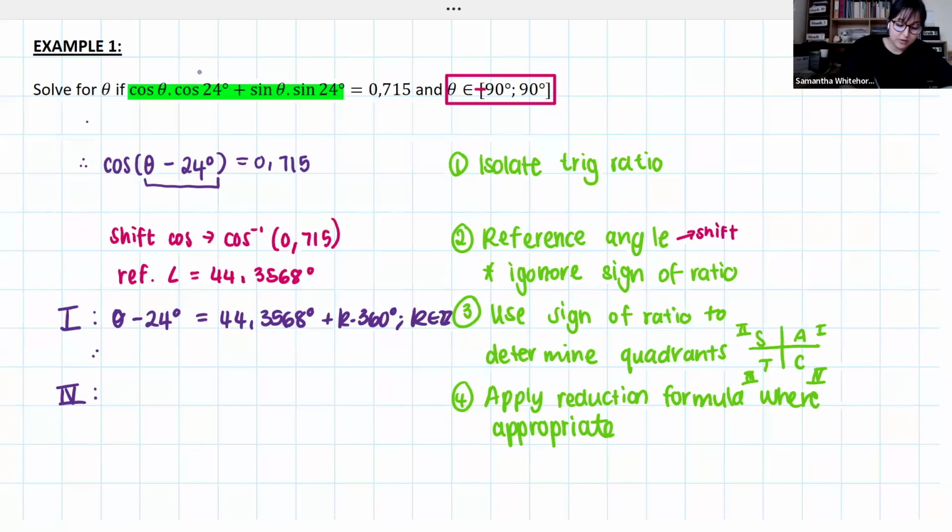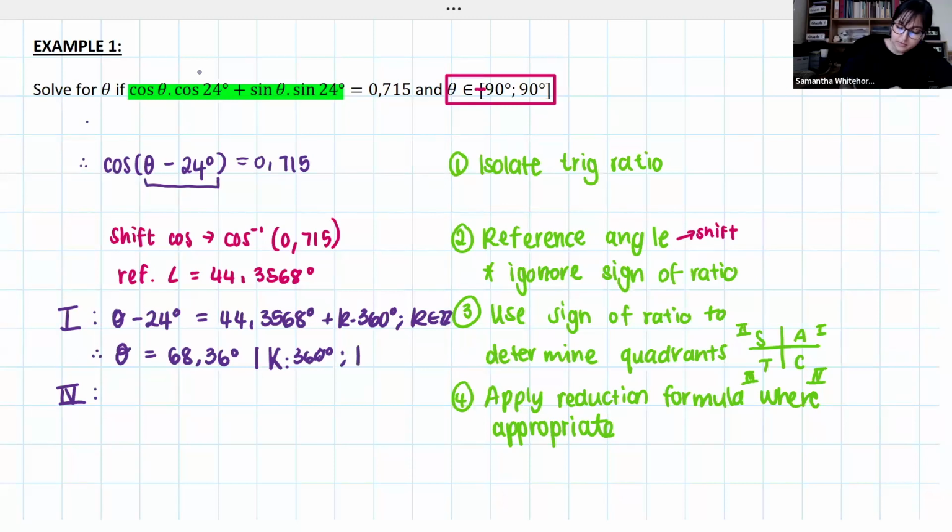Now I solve. It's like any other equation, inverse operations. So I'm going to plus 24 on both sides. So theta is equal to 68,36 degrees plus k times 360.